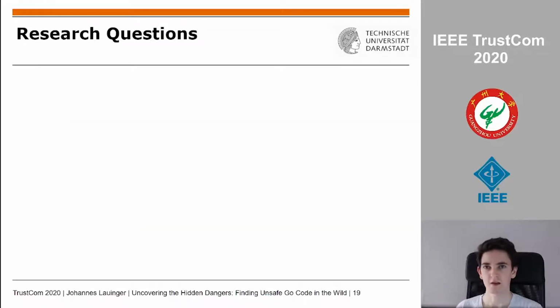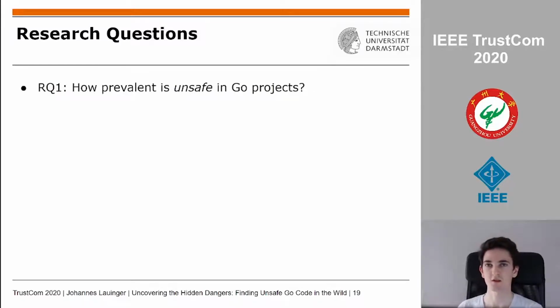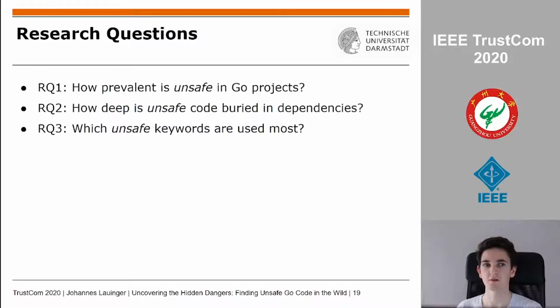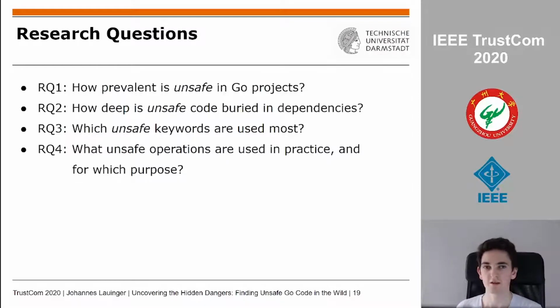The goal of the evaluation was to answer 4 research questions. The first question is how prevalent unsafe is in actual Go projects, and the second one is about how deep these usages are located within the dependency trees. The third question is about the distribution of different unsafe keywords, and finally the last question is about the purpose of unsafe usages, which is answered using the novel labeled dataset.